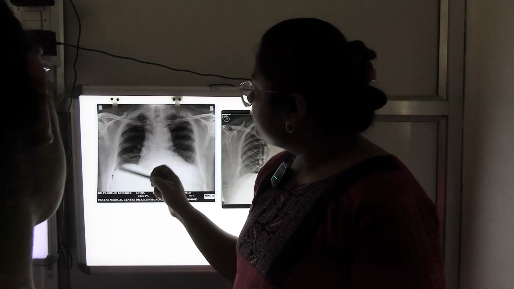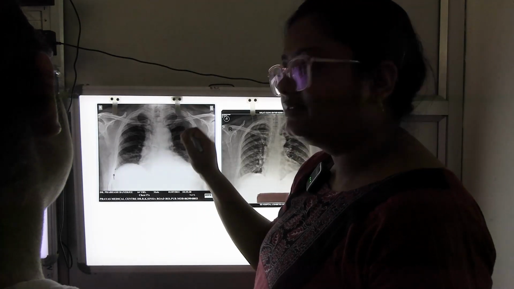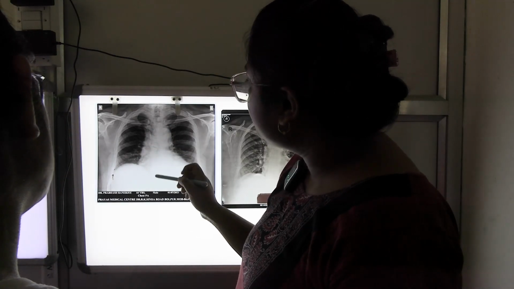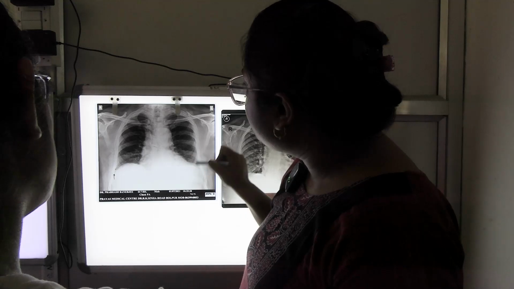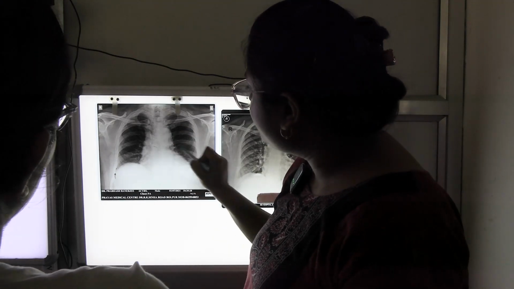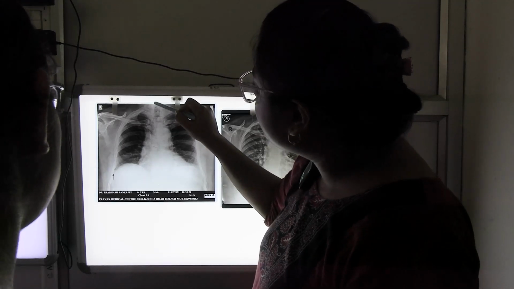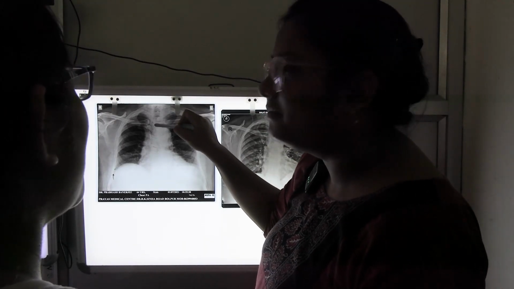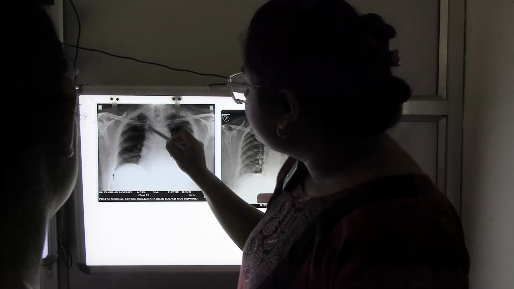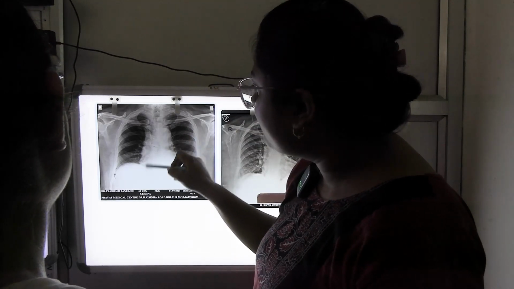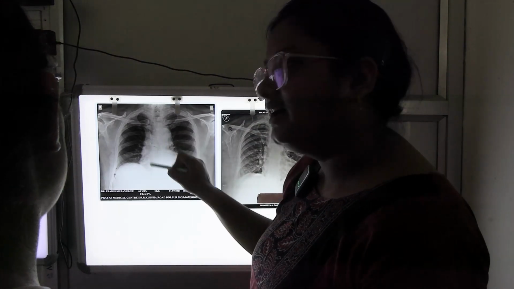So in the chest X-ray, you can see the ribs, intercostal spaces. These are lung shadows, and this is shadow of the heart. Okay. So in the midline, this black shadow is shadow of the trachea. Okay. This is right heart border and this is left heart border.